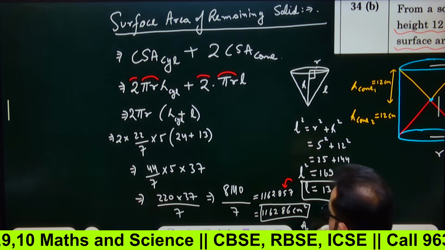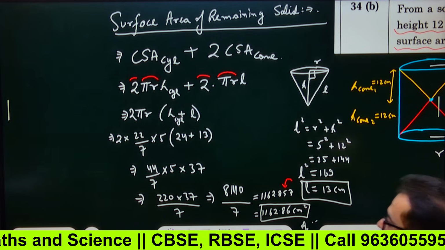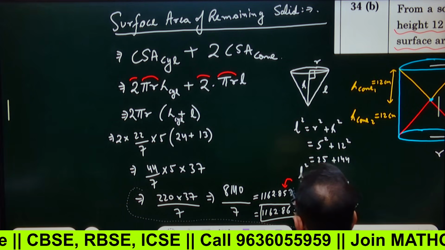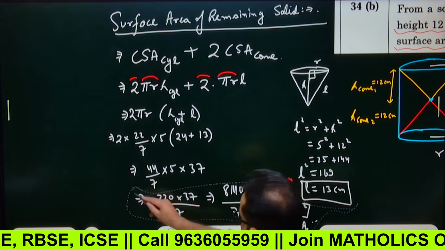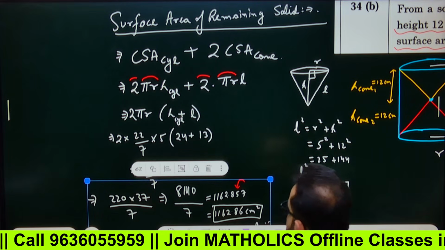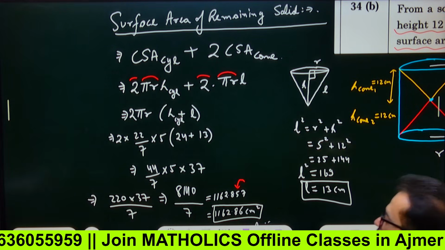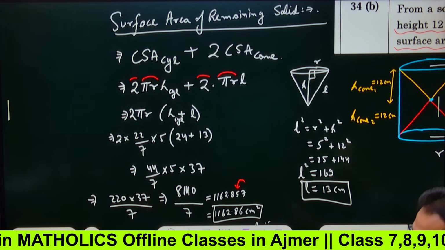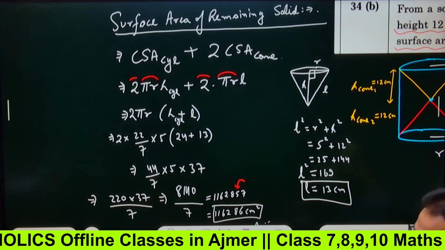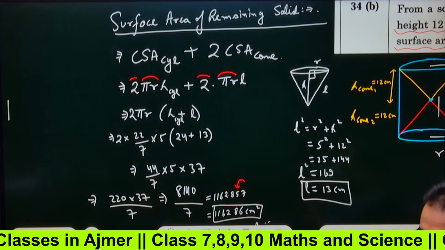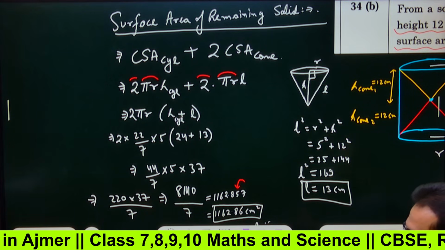You have to give your answers by rounding off everything. This is the answer, 1162.86, because it's 857 in the end. Got the point? Done, everyone. Can we move forward?